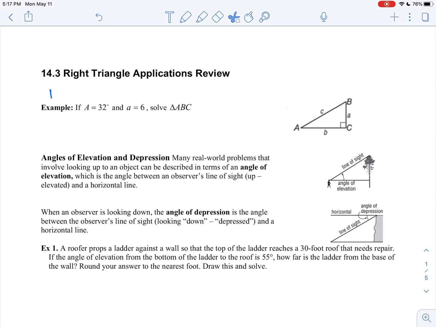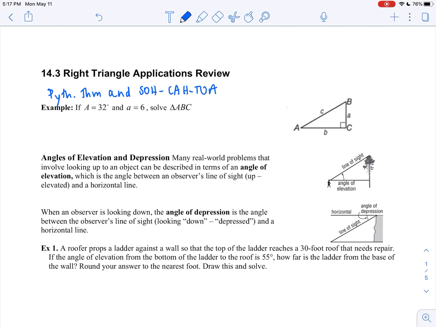Right triangle application problems. So we're first going to just review the two methodologies we've learned before on how to solve missing sides and angles of a right triangle. And those were using Pythagorean theorem and SOHCAHTOA. So depending on what you're missing, you'll pick one of those methods to use. Sometimes you can pick one or the other.